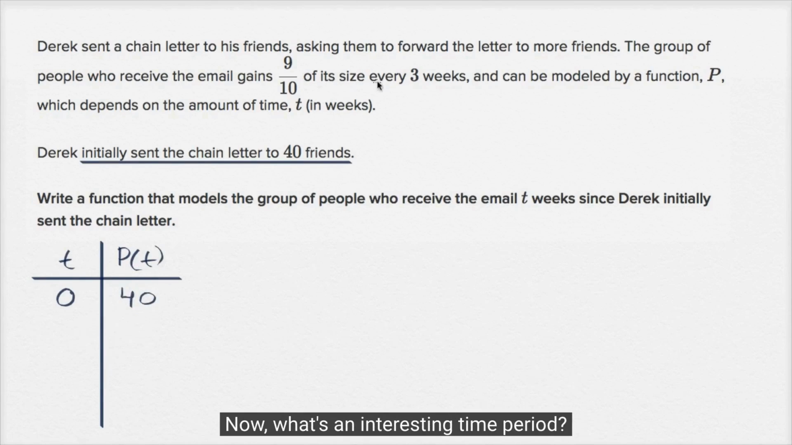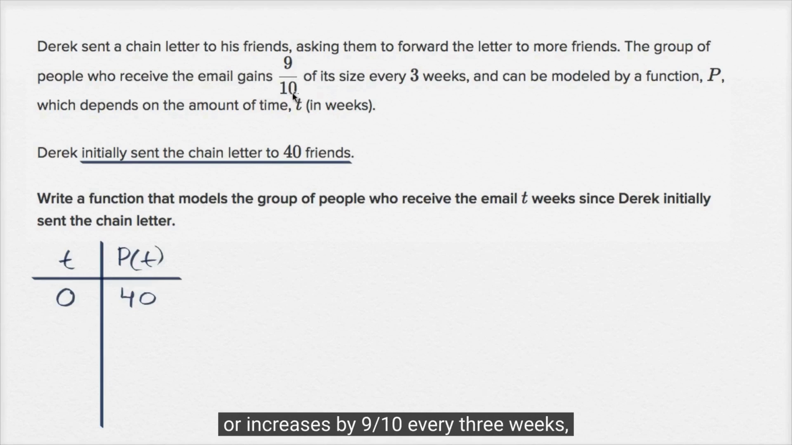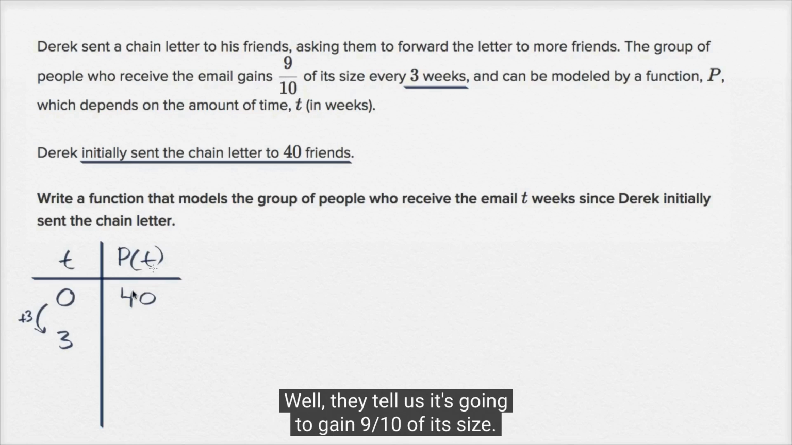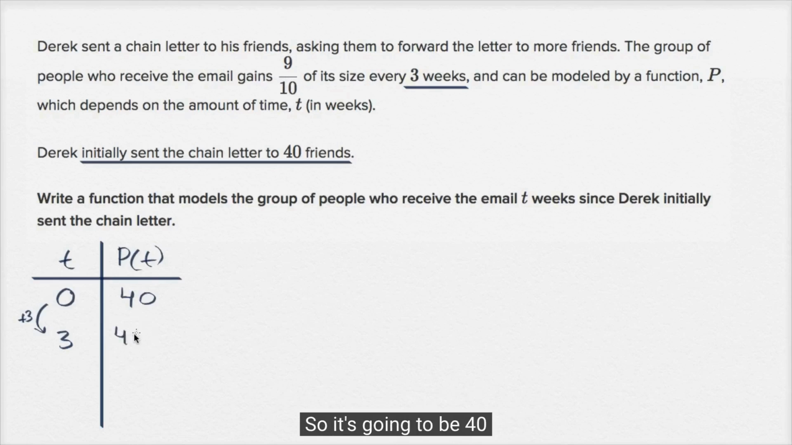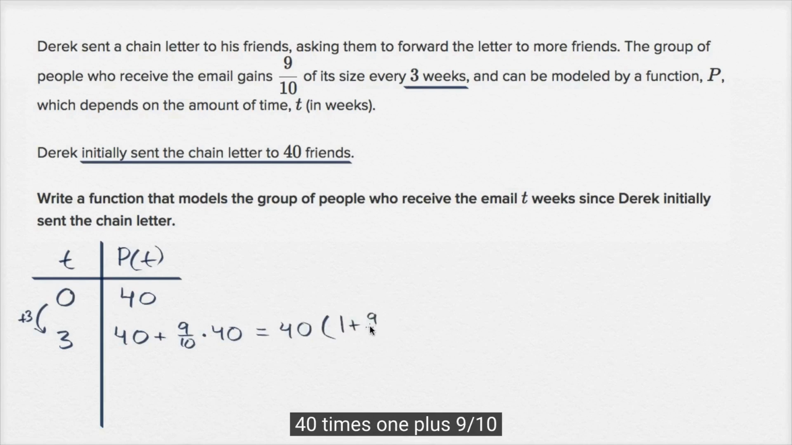Now, what's an interesting time period here? It says that the number of people who've received the email gains 9/10, or increases by 9/10, every 3 weeks. So after 3 weeks, I'm just adding 3 to t. What is p of t going to be? Well, they tell us it's going to gain 9/10 of its size. So it's going to be 40 plus 9/10 times 40, which is equal to what? Well, if we factor out 40, that's 40 times 1 plus 9/10.